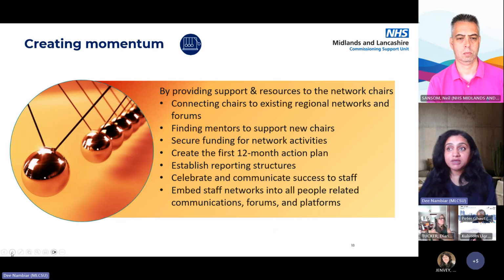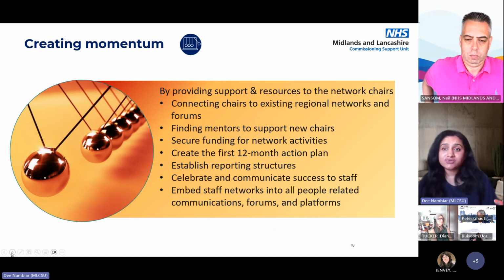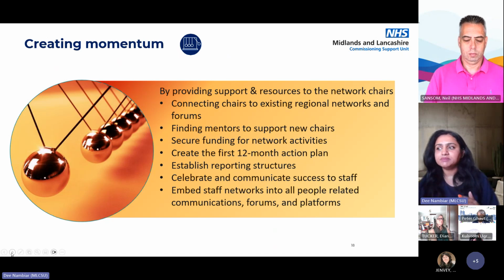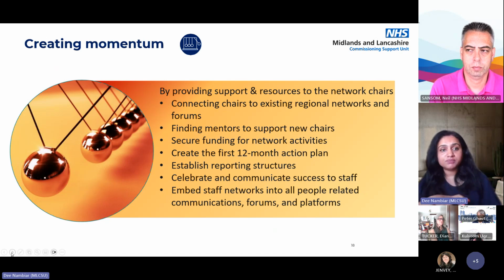I'll let Neil speak more about the nitty-gritties of the Disability Network, but after the launch of the staff network, what is now important is we have created a lot of hype, a lot of noise, a lot of interest in people. We've got people joining the staff network. So how do we keep the momentum going? Part of that was making sure that our leaders had the right support. So we ensured that they linked in with training programs and mentors out there in the wider NHS so that they get the support they needed.